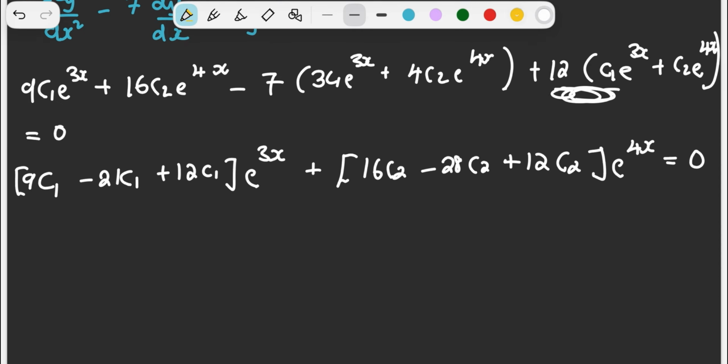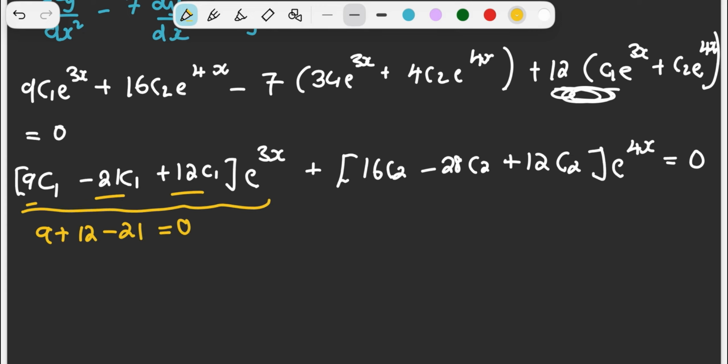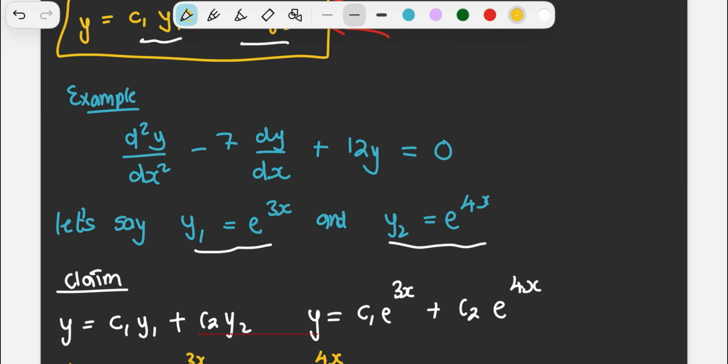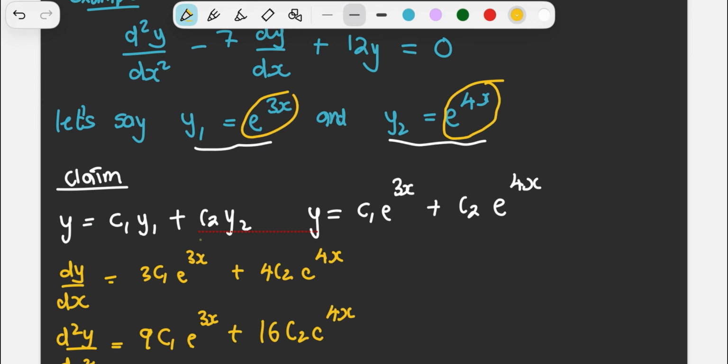And you can proceed to find that 9 plus 12 minus 21 is equal to 0. So all of this equates to 0. 16 plus 12 is 28, minus 28 is 0. So all of this equates to 0. So we have just proved that if e^(3x) is a possible solution, and e^(4x) is also a possible solution, then a linear combination will be a general solution that can be true.